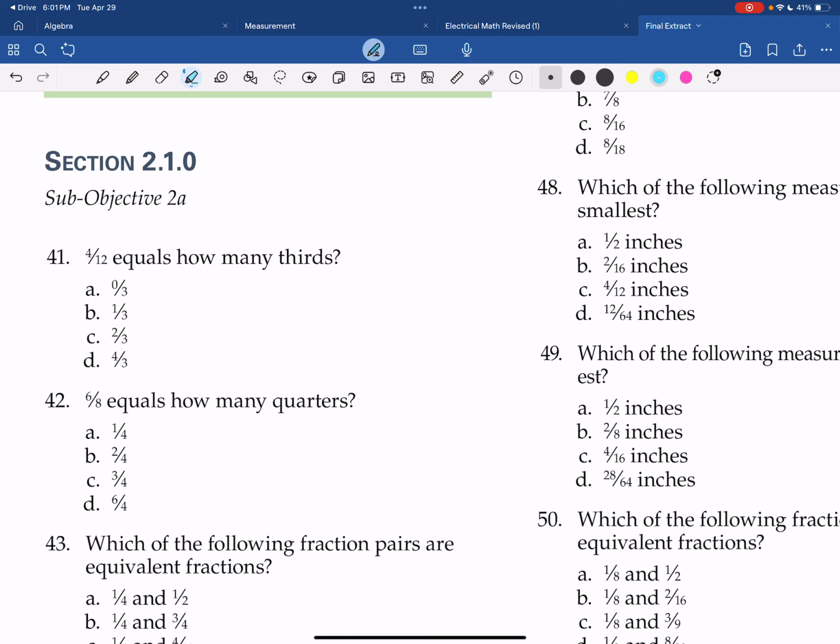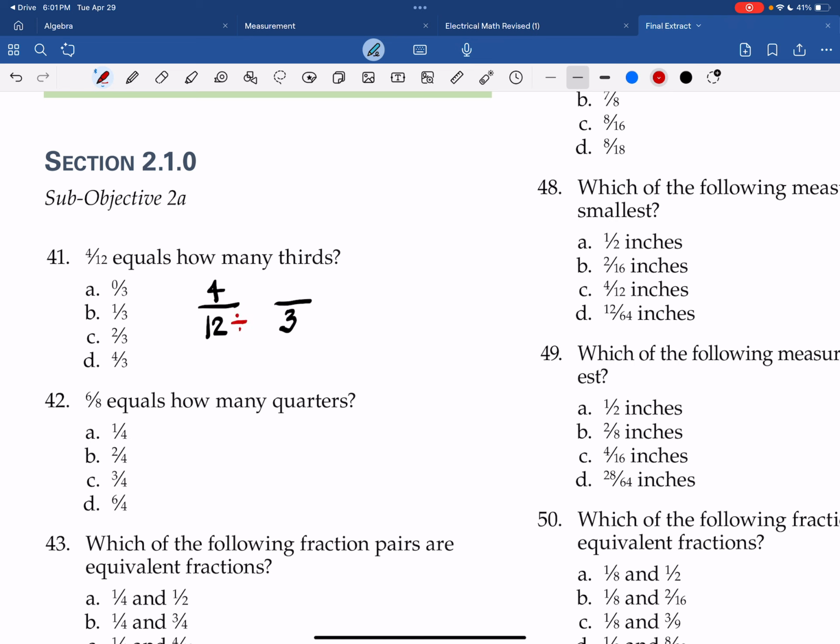4/12 equals how many thirds? So they want me to take the fraction 4/12 and reduce it down to thirds. Now you can solve it as a proportion. You could solve it by reducing a fraction. But here's the best way, in my opinion, to show you how to do this problem. How do you get from 12 down to 3? You're breaking down, so it's either subtraction or division.